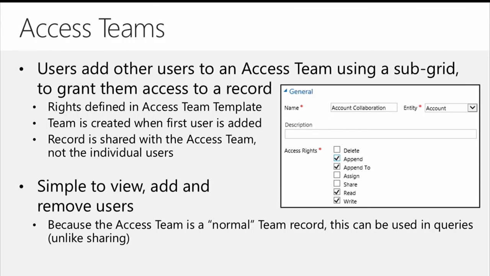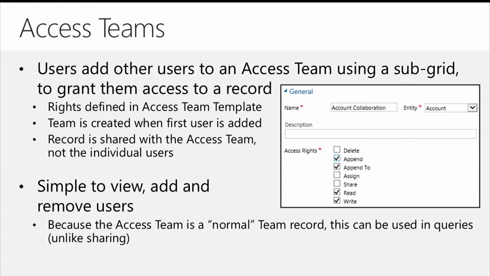So there's a few different elements at work here. There's a concept of enabling an entity for access teams, making sure that you turn that on for a specific entity. There's a concept of access team templates, and the access team templates define what specific permissions people will have when they're added to that access team. And then there's the actual subgrid on the form that allows you to create those. So you create an access team template that says, okay, anybody who's added to this access team will have these permissions to this record. So they can edit it, they can share it, they can assign it. You basically define what those items are.